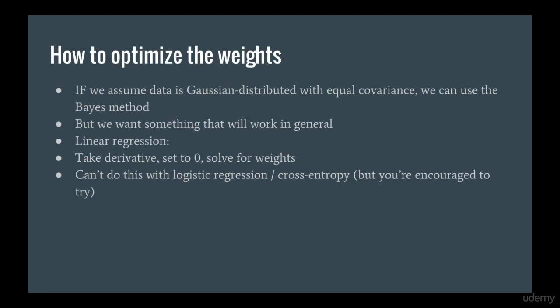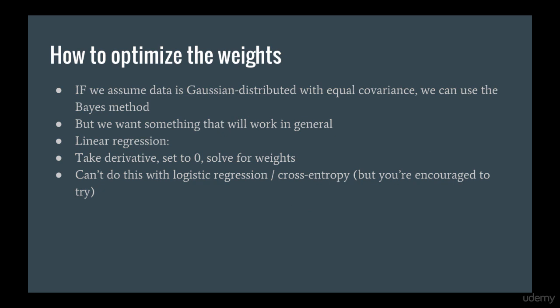In this lecture, we're going to talk about how to update the weights of your logistic regression model to improve its error. So far, all we know how to do is initialize them randomly, which of course isn't going to work that well. We've also seen that we can solve for the weights if we assume that the data is Gaussian distributed and has the same covariance for each class. Generally speaking, this isn't the case, so we want something that will always work for all kinds of data.